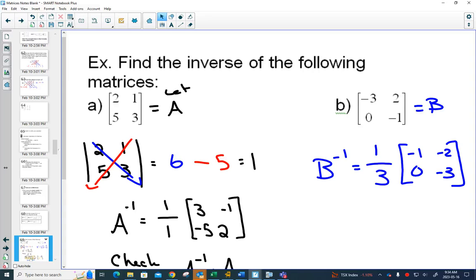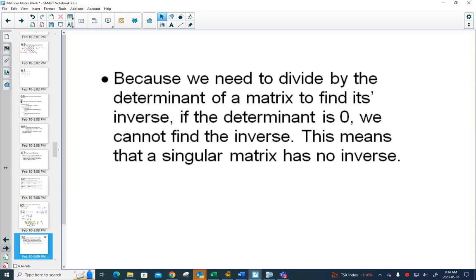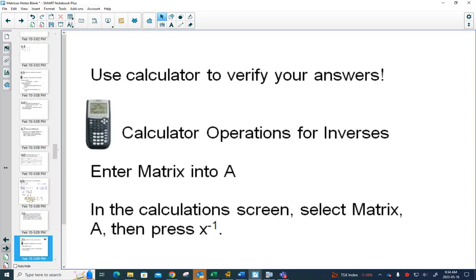Okay. So, what we said before, because we need to divide by the determinant, right? If the determinant is 0, as in a singular matrix, then you have no inverse. We can check by typing things into our calculator and just using the X inverse button.